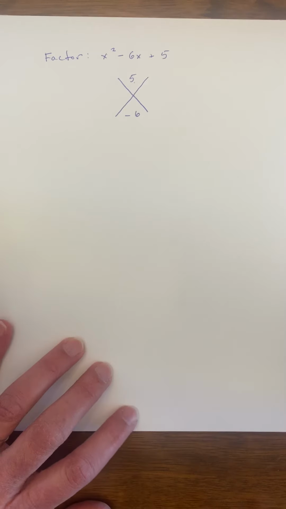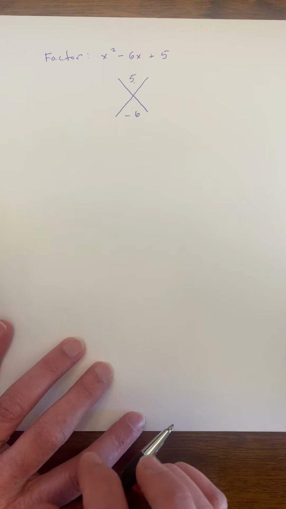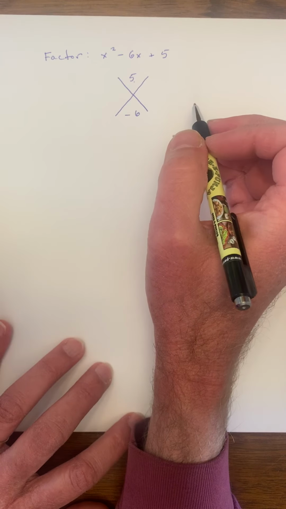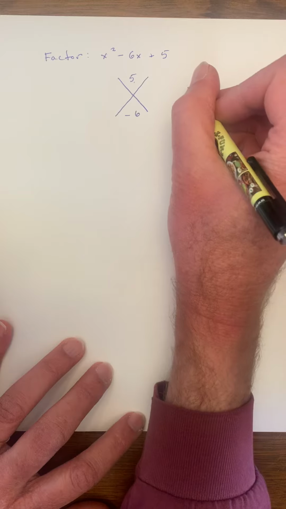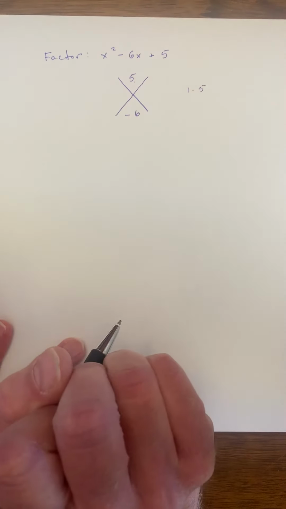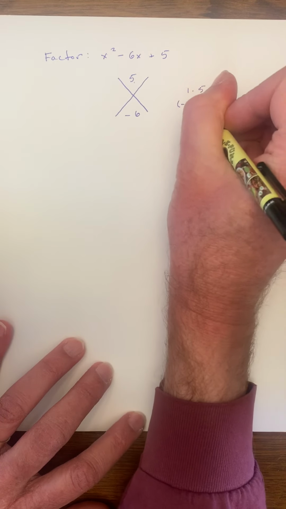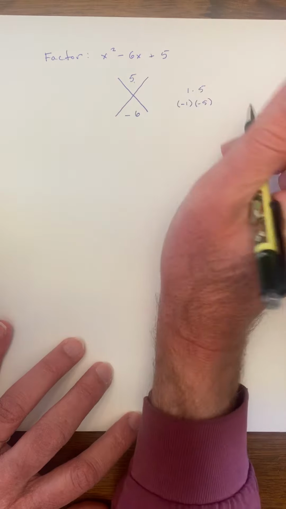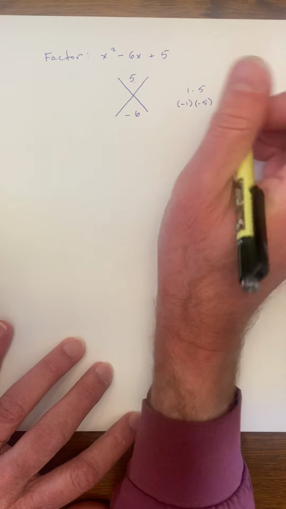So I want numbers that multiply to make 5 and add to make -6. Well, the only things that multiply to make 5 are 1 and 5, but 1 plus 5 isn't 6. But don't forget that -1 times -5 also equals 5, and -1 plus -5 is -6. So those are my answers.